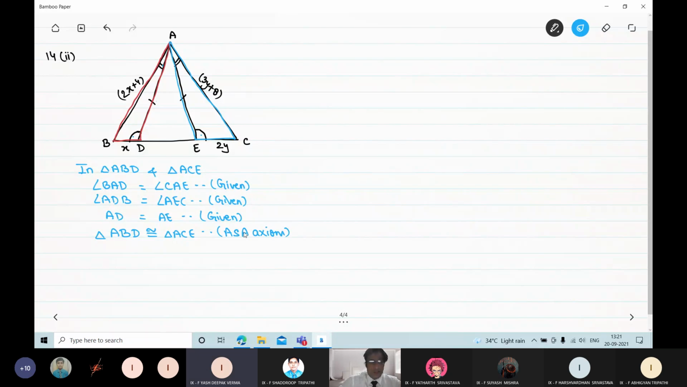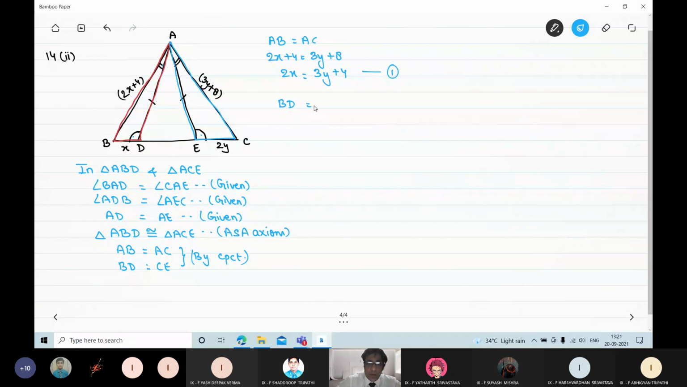Is this much clear, children? Yes, sir. So we can say that AB is equal to AC and BD will be equal to CE, both of them by CPCT. So if AB is equal to AC, I can say that 2x plus 4 will be equal to 3y plus 8. So we can say 2x is equal to 3y plus 4. We can mark this as the first equation. And if BD is equal to CE, so I can say x is equal to 2y. We can mark this as the second equation.